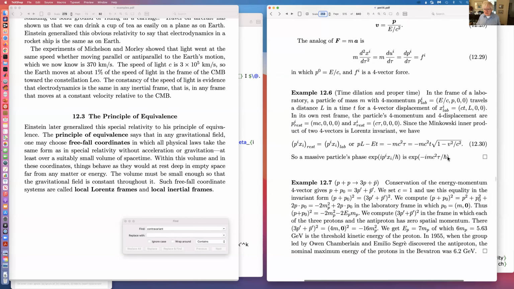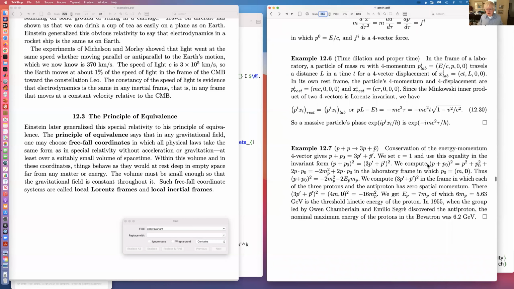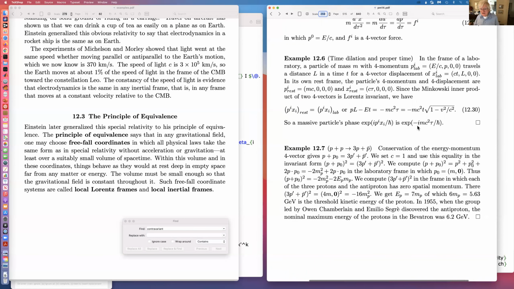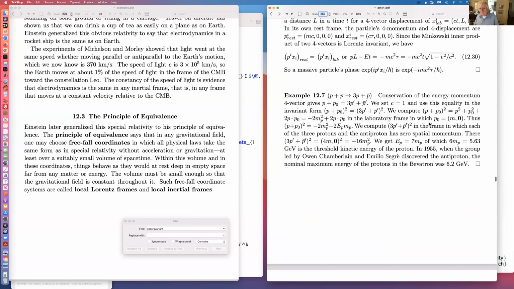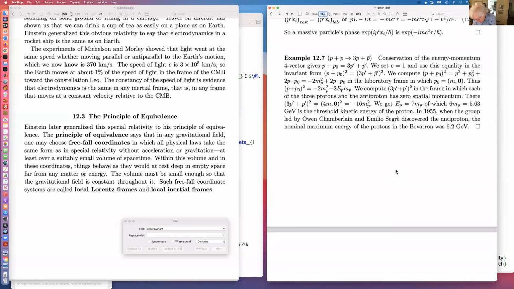I think that's interesting, and I haven't seen it emphasized in books on quantum mechanics, but it's true. So that phase factor is the proper time of the particle there. As I said, the use of invariance really makes things simpler.